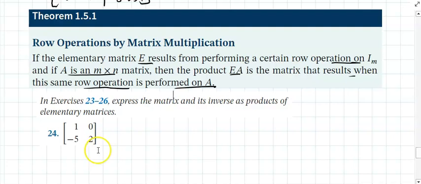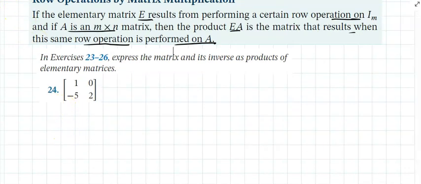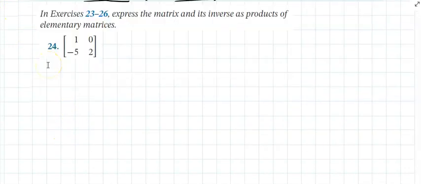Express the matrix and its inverse as a product of elementary matrices. All right, this one we have to be patient for, so let's look at that and work at it slowly. The goal is to make this the identity matrix. The first thing I do, let's say I want to make that a 0. So I'll take 5 times row 1 plus row 2 and put it in row 2.